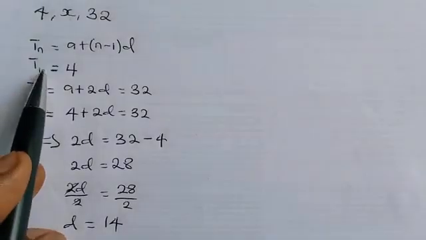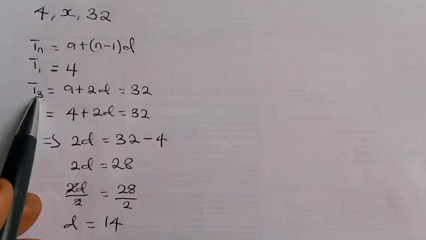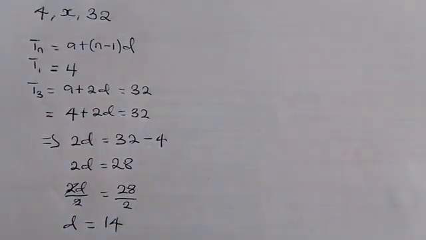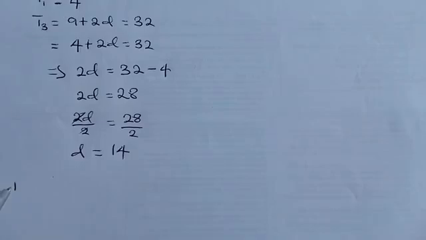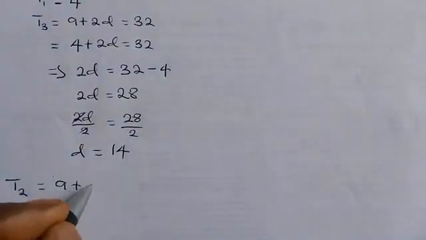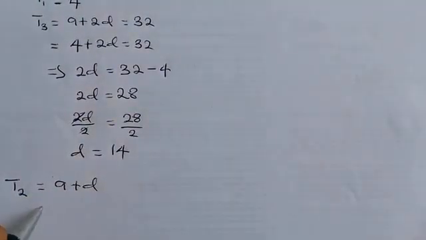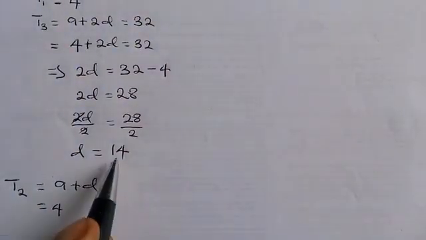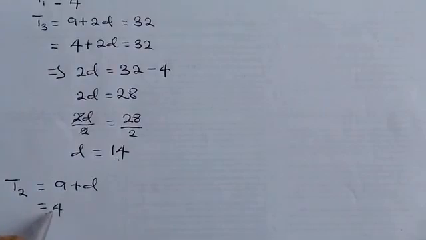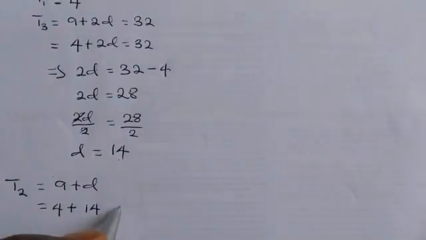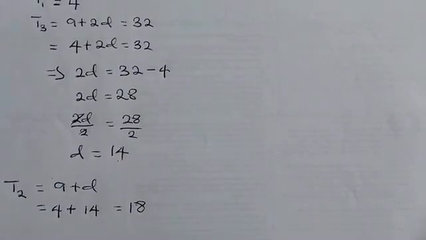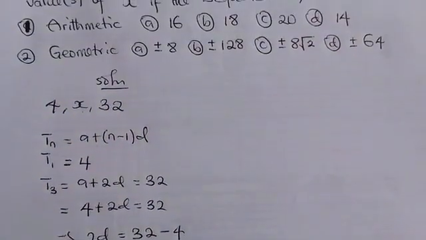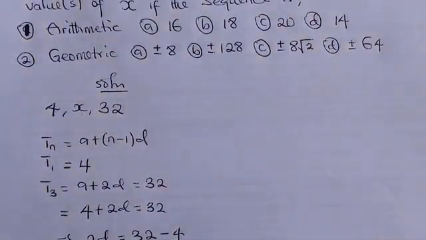So if T1 is equal to 4, T3 is equal to 32, T2 by formula, we are going to have T2 equal to A plus D. A was given to us as 4. The common difference D was found to be 14. So we are going to have A plus D, which is equal to 4 plus 14, giving us 18. It means the value of x in this particular expression is equal to 18.